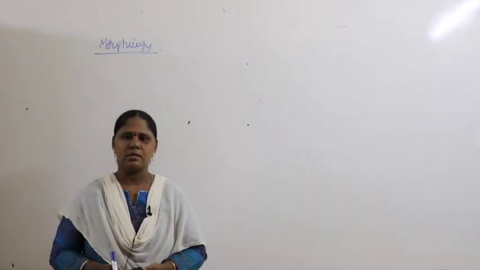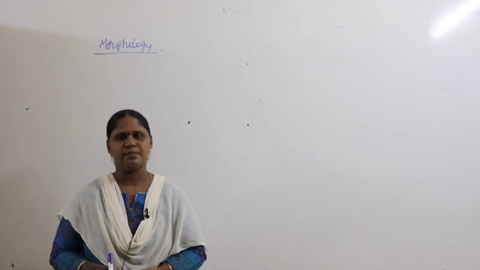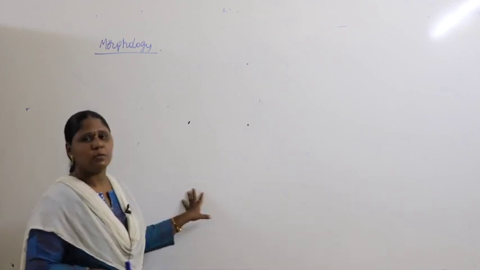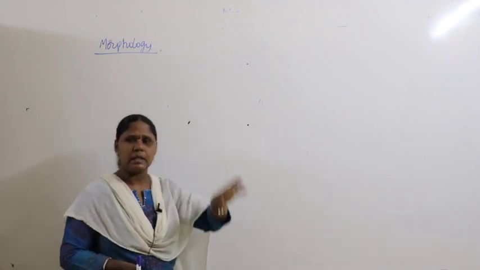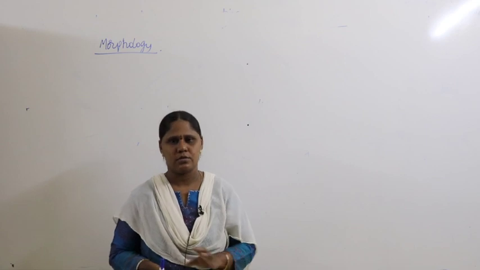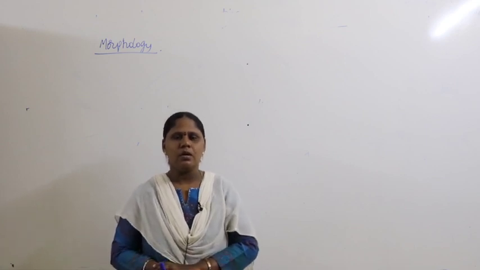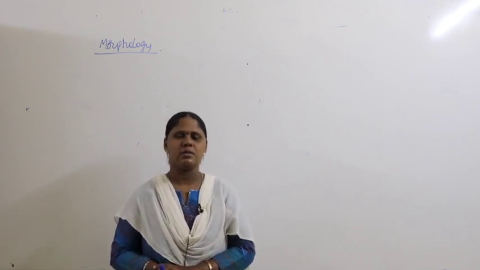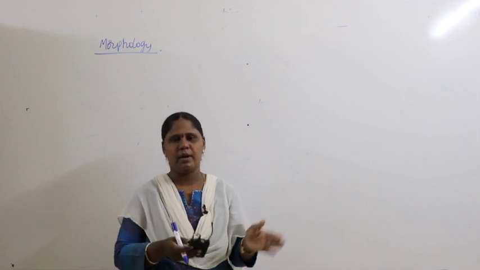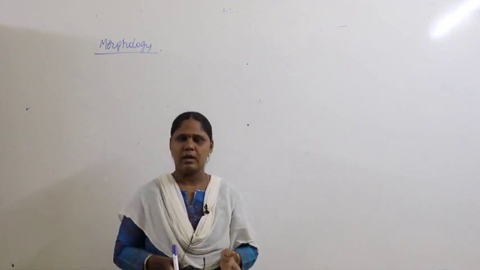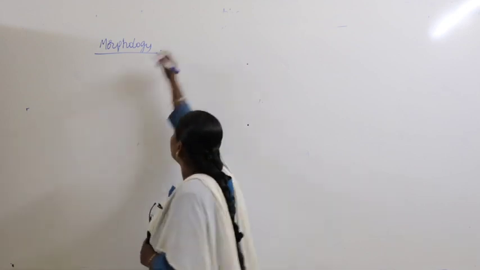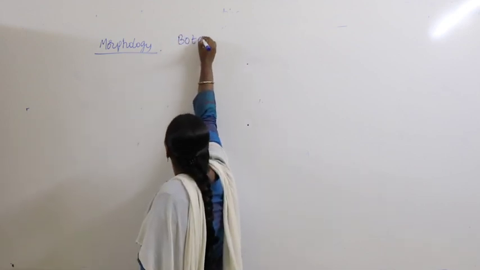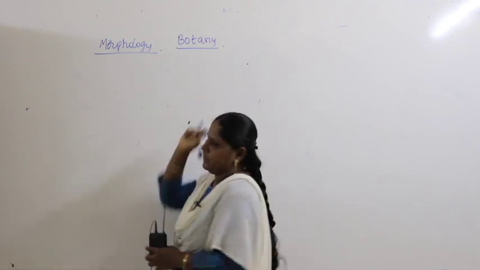Hello students, this is NSR Impulse Junior College and here I am going to introduce the concept called morphology. Now basically in biology we have different branches for us to study. In your intermediate, biology is divided into two main branches, one is botany, the other one is zoology. So here I am going to discuss one of the branches of biology, that is botany.